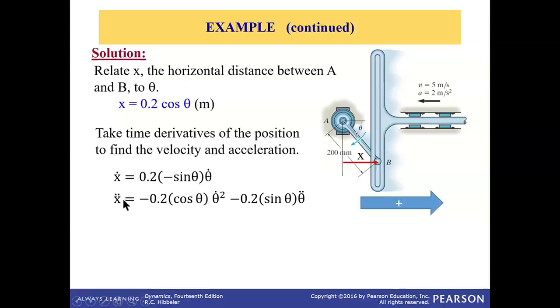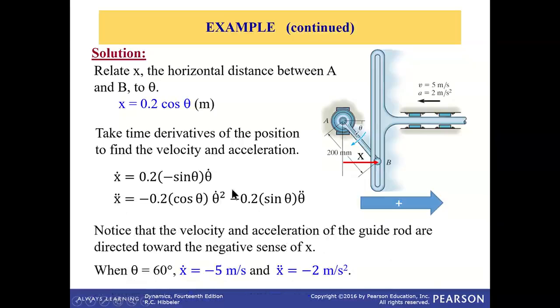When we take the second derivative, we need to apply the chain rule, because now we have sine theta and theta dot, and they are both functions of time. So we first take the derivative of sine theta only, keeping theta dot constant, and the second time we take the derivative of theta dot and keep sine theta constant. So this is x double dot. Again, we apply the chain rule as we go from x dot to x double dot. Now we have position, velocity, and acceleration defined in terms of angular position, omega, and theta double dot, which is alpha.